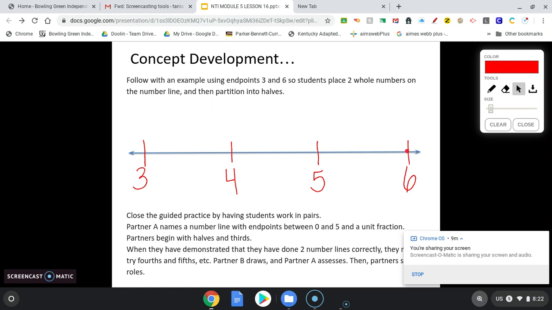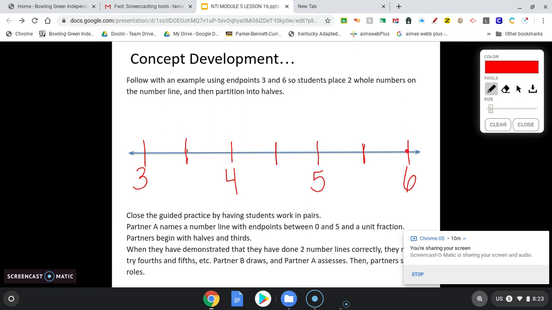So now we're going to partition each whole into halves. So from 3 to 4, we're going to have halves. So we have 2 equal parts. From 4 to 5, we have 2 equal parts. From 5 to 6, we have 2 equal parts.